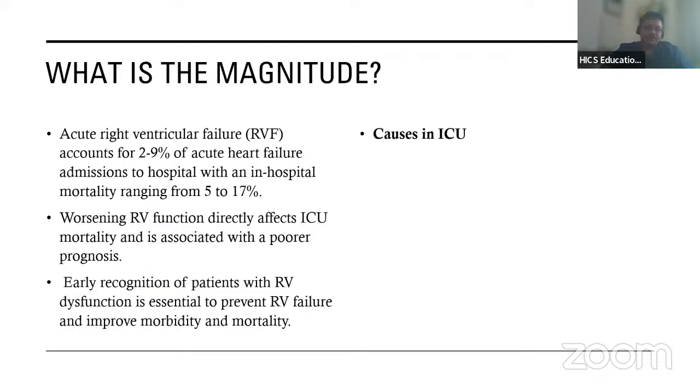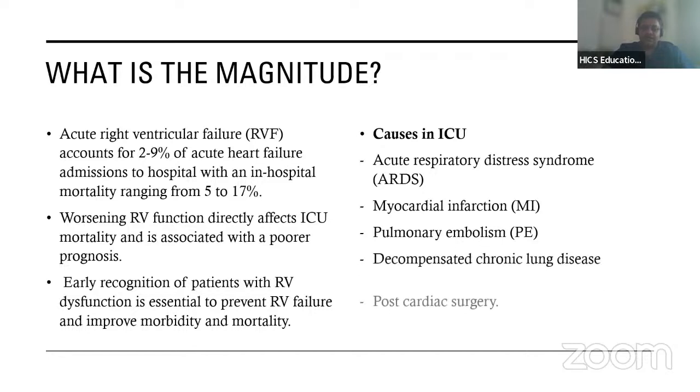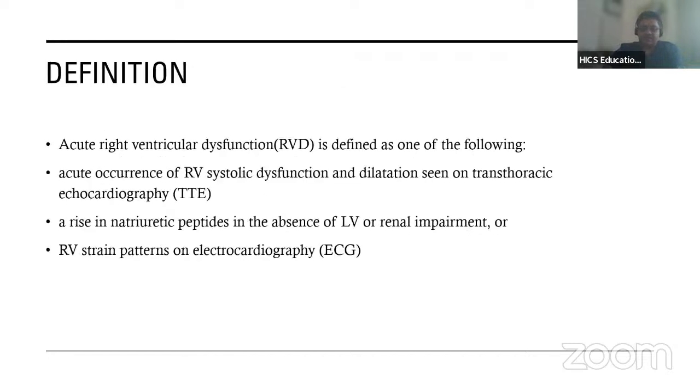So what are the causes of right ventricular failure and dysfunction in the ICU? In the ICU, these are patients who don't come with RV problems, but ARDS and myocardial infarction are the predominant causes of RV dysfunction. Apart from pulmonary embolism, which can cause RV strain and RV dysfunction, you can have decompensated chronic lung disease, and you can have post-cardiac surgery, both extrinsic and intrinsic factors. All these are the common causes of RV failure and RV dysfunction in the ICU.